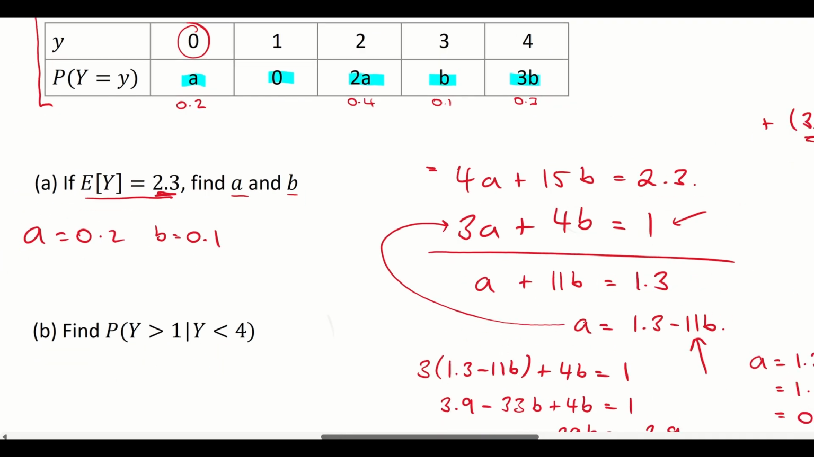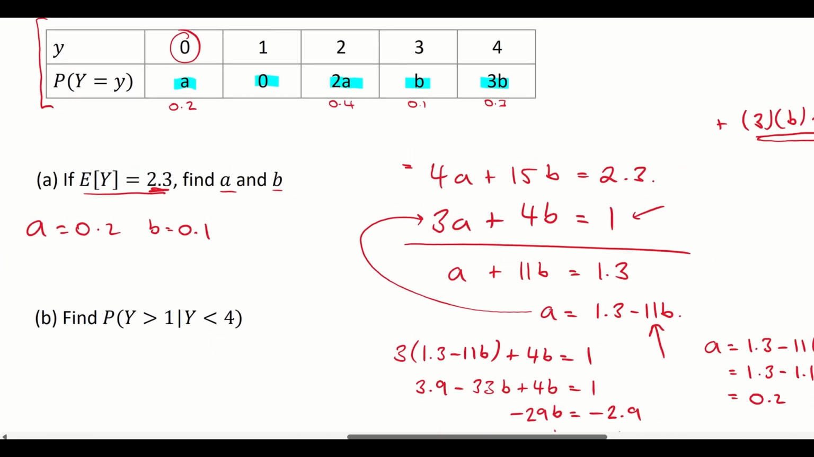Okay, now we have to find the probability that Y is greater than 1, given that Y is less than 4. So for it to be less than 4, we're strictly looking in this space here. So the total probability available there, so the probability that Y is less than 4 would be just 1 minus the probability that it was 4, or you could add all of these together. Again, it doesn't matter, you're going to get 0.7 no matter what way you do it.